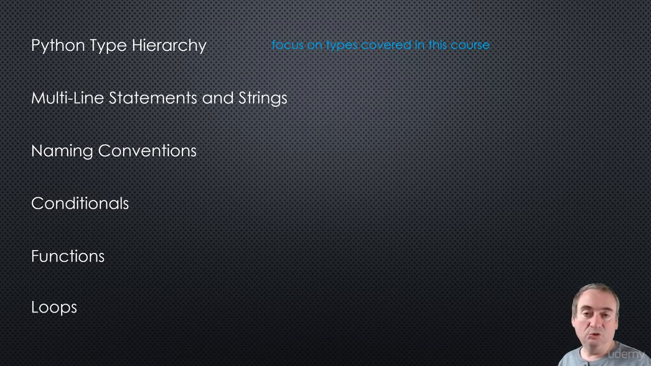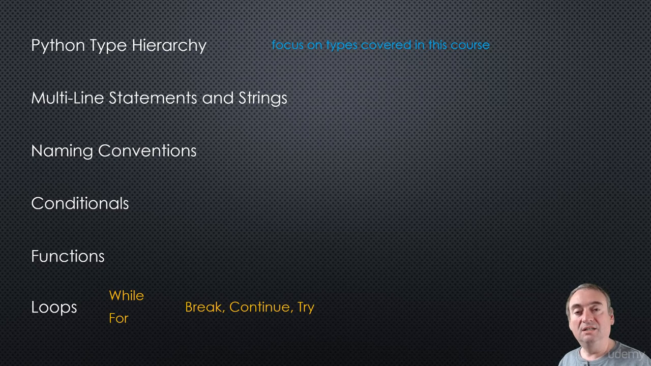Then we'll take a look at loops, and in particular, we'll cover the while loop and the for loop. And then we'll also look at the break and continue statements. And we'll also look at how they behave when you have them in try statements inside a loop. What happens with the break and the continue? And then we'll also look at the else clause that can be added to for loops and while loops.